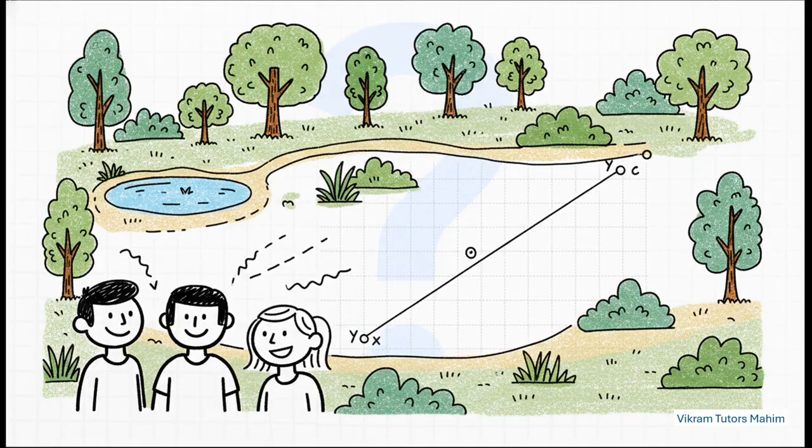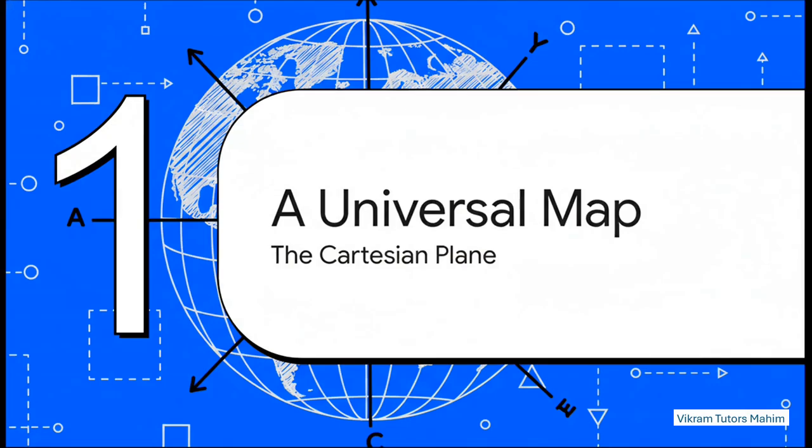Imagine you're trying to meet a friend in a huge park. If you just say, "Hey, I'm by the big tree," well, you might be looking for a while, right? What you really need is a foolproof system, a universal way to give any point in space a precise, totally unmistakable address. So, to solve that problem, mathematicians came up with a kind of universal map.